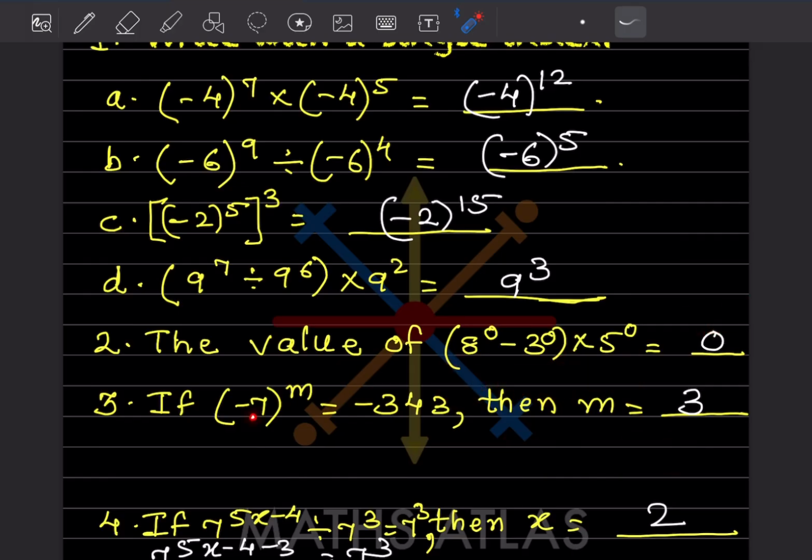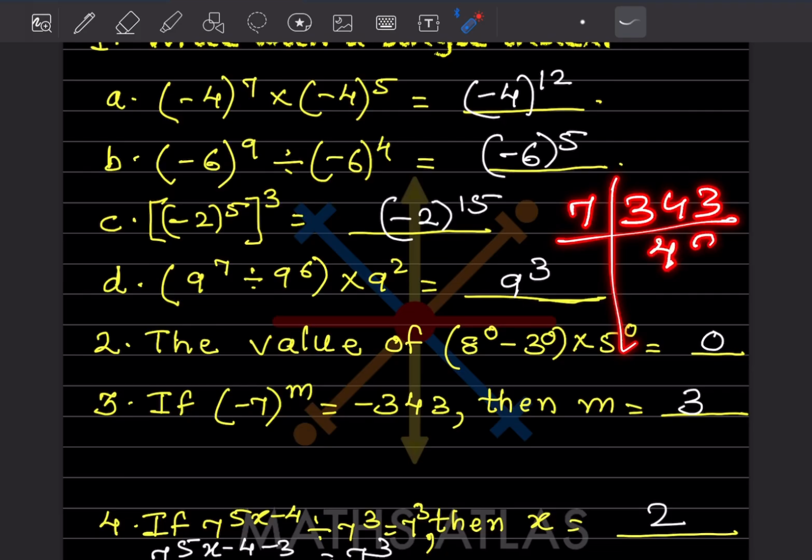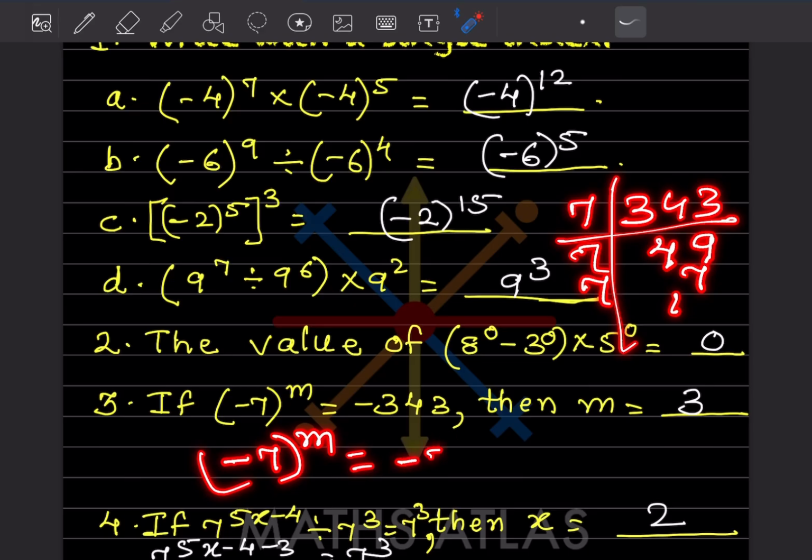Now here, (-7) raised to m is -343, then find m. So now what will you do? Here you should get the base 7. So see here, you take the factors of 343. 7 fours are 28, and 7 nines are 63. 7 sevens are 49, and 7 sevens are 7 cubed. So (-7) raised to m is (-7) raised to 3. Now you can see the bases are the same, so m is going to be 3.